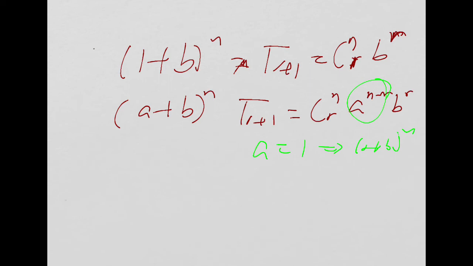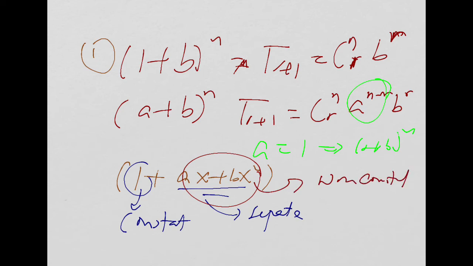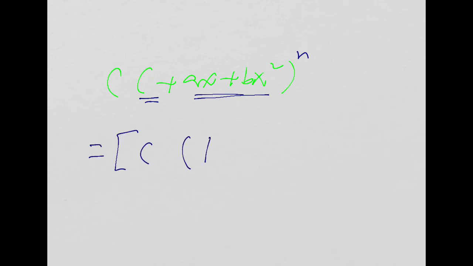Second, reflection. When finding the expansion of a trinomial, how do I decide the way the terms are grouped? Very simple. If you have the trinomial, for example, ax plus bx squared, you put the constant term here, then separate the non-constant terms. For instance, you have c plus ax plus bx squared, to the power n. What I need to do is take out c, giving 1 plus ax plus bx squared divided by c.